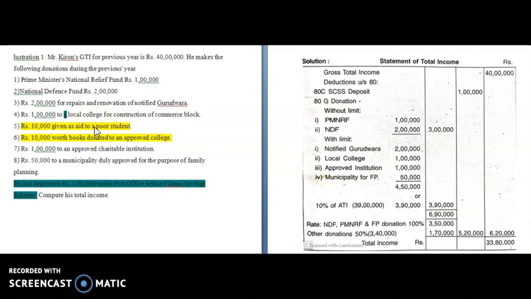Donation is done to a local college for the construction of a commerce block. It is not important which block it is, but donation is given to an education institution, a local institution, and here college in the sense, definitely it is registered under a university or it may be under the government. So we can consider it as an approved institution. Charitable institution we have considered. Family planning we have considered.